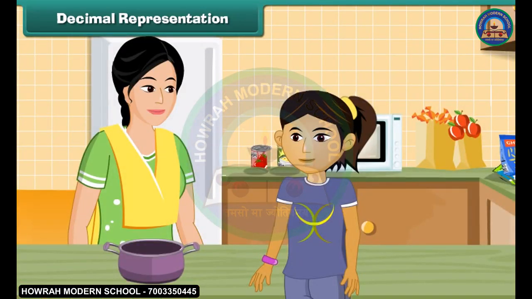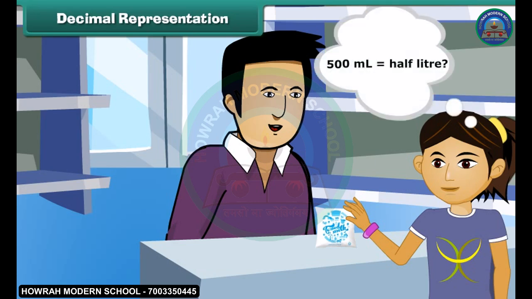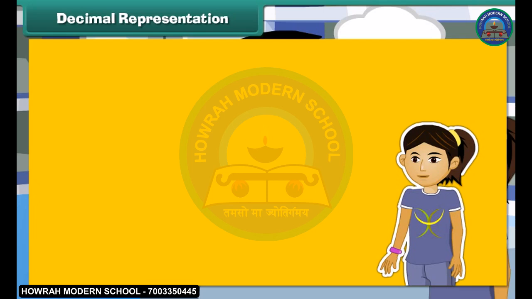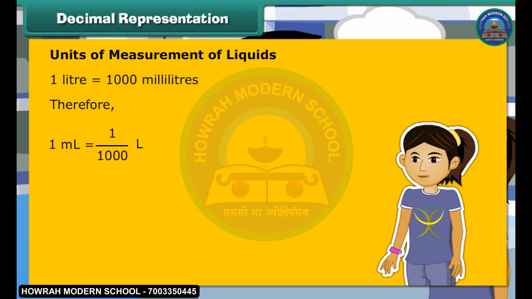Savita's mother asked her to get a half-liter milk pouch from Mother Dairy. When she went to buy it, the person at the booth handed her a 500 ml pouch. Savita was confused. Is 500 ml the same as half a liter? To be able to answer this question, we must first understand the units used to measure liquids. Take a look. 1 liter is equal to 1000 milliliters. Therefore, 1 ml is equal to 1/1000 liter.